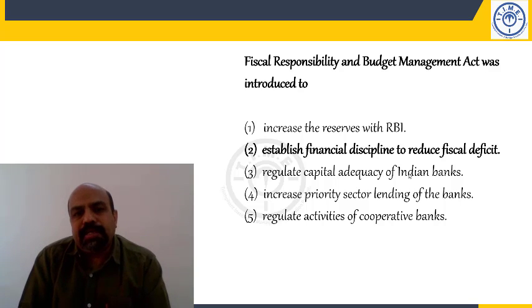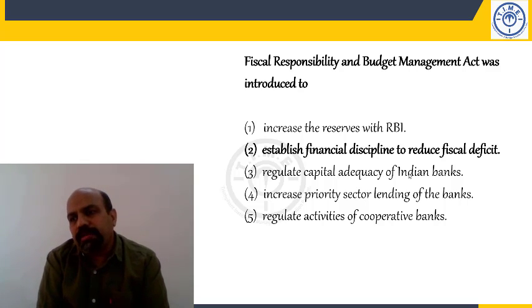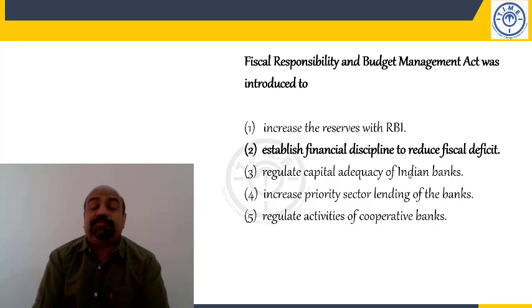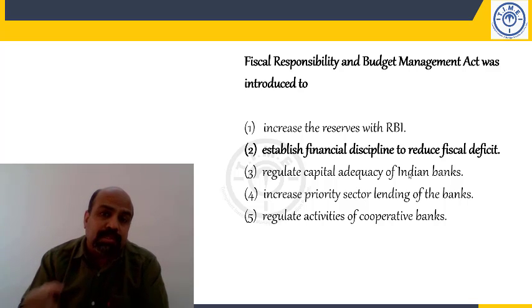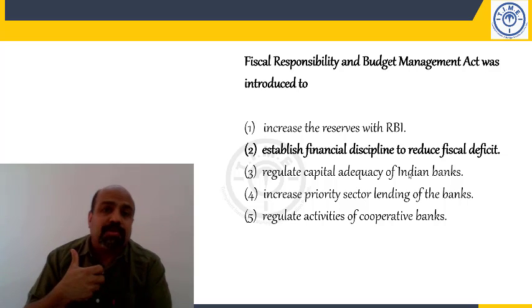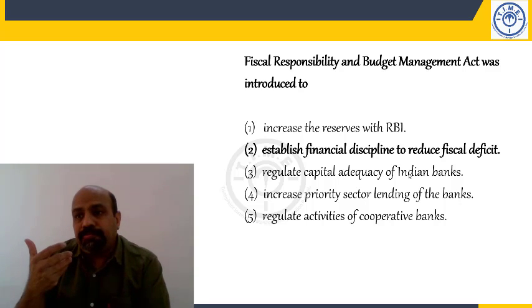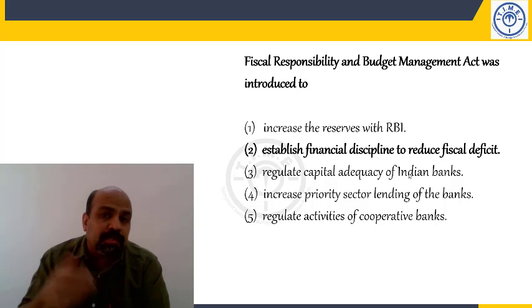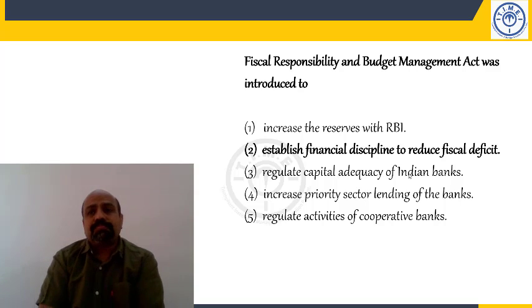But what's the idea here? The Fiscal Responsibility and Budget Management Act was introduced to establish financial discipline to reduce fiscal deficit. Financial discipline is all okay, but for this financial discipline you need money. You need to be very controlled in terms of expenditure. Especially the government should desist from giving off farm loan waivers, from giving away free ration, a lot of free money under the DBT schemes and everything. So I'm not saying it's bad. It's just that financial discipline has to be there.